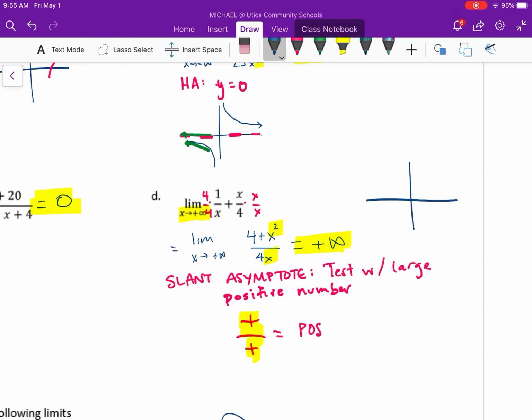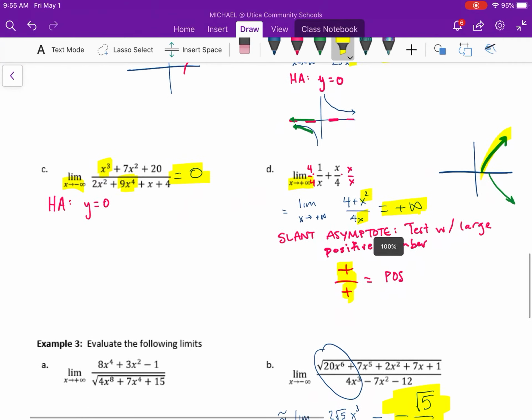So graphically, with a slant asymptote, we don't know if that's going up towards positive infinity or down towards negative infinity. We don't know the answer to that. So that's why we had to test. It was going to be one or the other with a slant asymptote. And in this case, it turned out to be positive infinity.